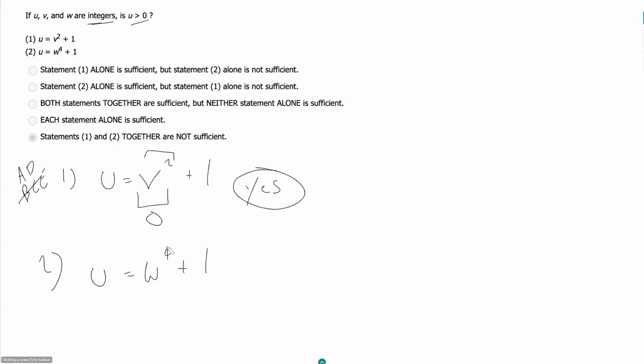The issue here really is, is our power even or odd, because anything raised to an even exponent will always be greater than or equal to 0, and we just swapped one integer, v, for some other integer, w, and so this is telling us really the exact same thing about u, and that is u will always be greater than or equal to 1, therefore it's always greater than or equal to 0. So that is also sufficient, and D is the answer.